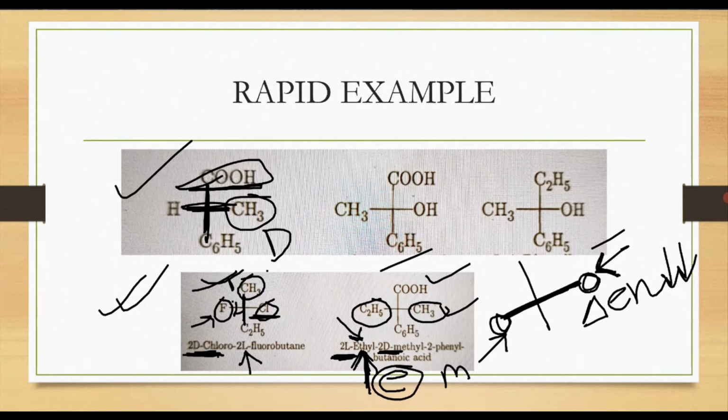Okay, so these are generally uncommon things. You have to deal mainly with this type of thing, where after writing in proper Fischer projection, you observe the horizontal groups and their priorities. Okay, that's all.